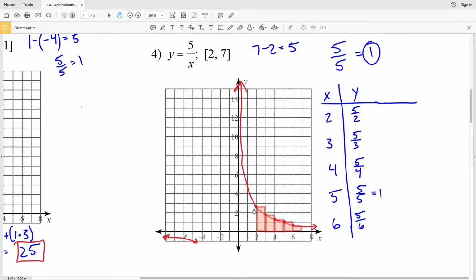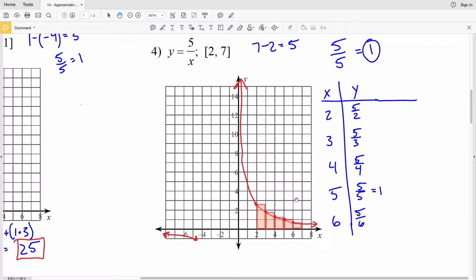It's just easier to visualize the area when we see those rectangles drawn out. So the area of our first rectangle, if it has a length of 5 halves and a width of 1, 1 times 5 halves is 5 halves. Then we're adding that to 1 times the height or length of our next rectangle, which is 5 thirds, because 1 times 5 thirds is 5 thirds. 1 times 5 fourths is 5 fourths. 1 times 1 is 1, and then 5 sixths.